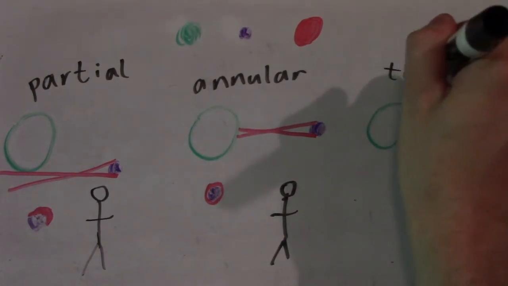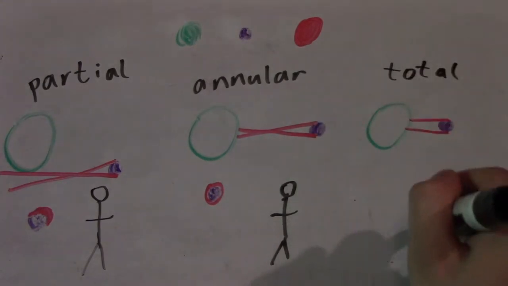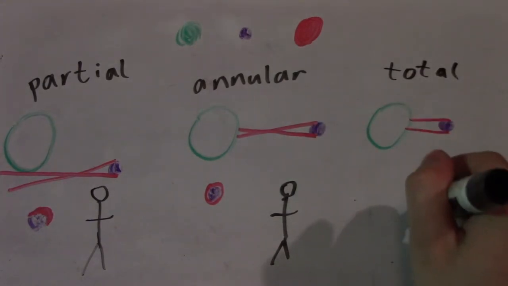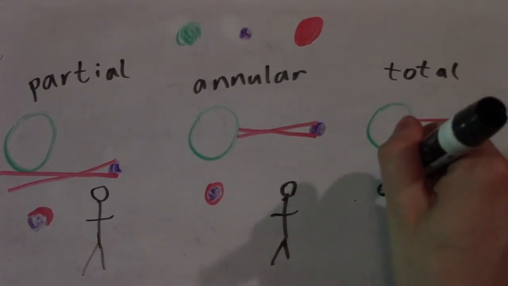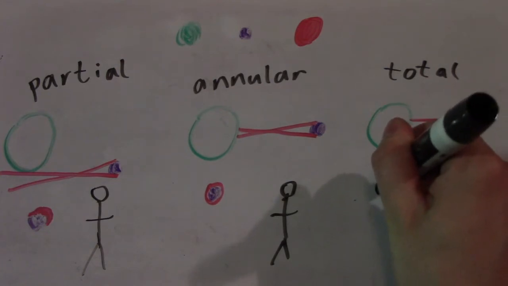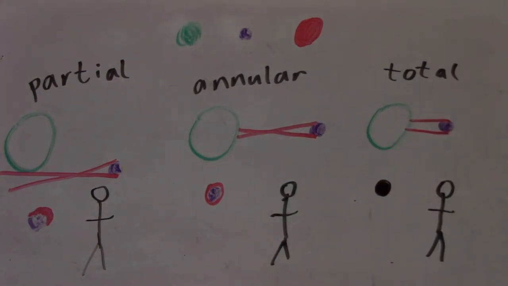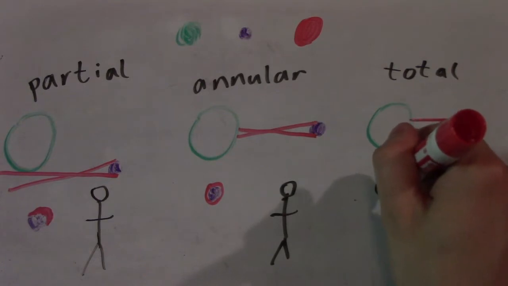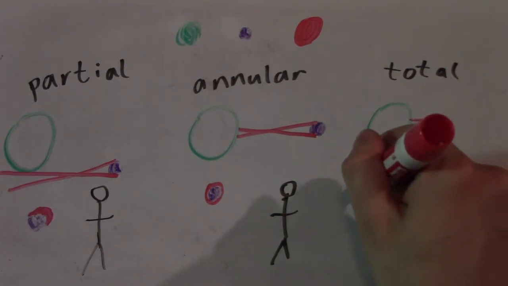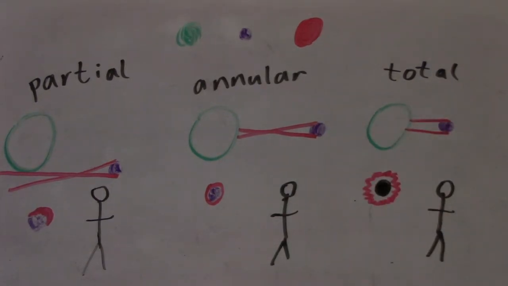Finally, the total solar eclipse is when part of the Earth is in the Moon's umbra. This causes the Moon to completely block out the Sun. Without the overpowering light from the Sun, the sky becomes dark, and stars behind the Sun become visible. At the same time, the corona, the outermost and faintest part of the Sun, can be seen. It is also perfectly safe to look at the Sun during a total eclipse.